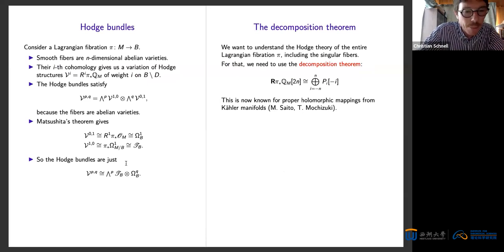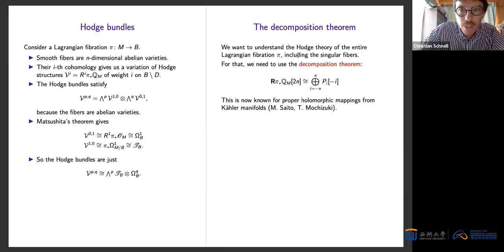Okay, so this is what happens over the smooth locus. There's no big mystery, right? And now what I want to do is understand how these things behave on the entire base, including at the singular fibers. If I add the singular fibers to the picture, then of course I will not get variations of Hodge structure anymore because stuff will degenerate and so on.